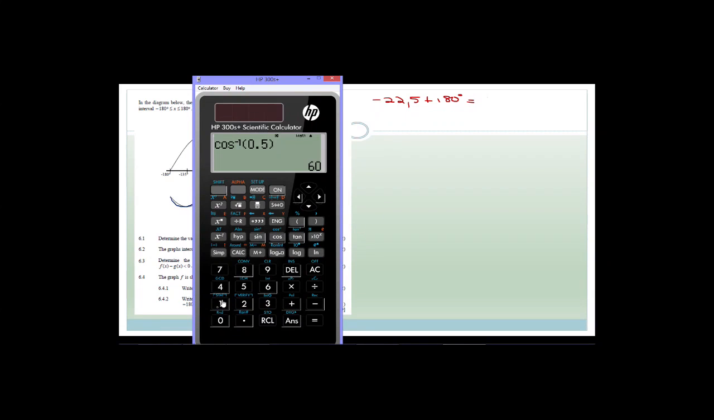What you need to realize is that this gap here is actually 180 degrees. So therefore, that x value there is going to be minus 22.5 plus 180 degrees, which is equal to 180 minus 22.5, equals 157.5 degrees. So that angle is going to be 157.5, but now we need to find the y value.